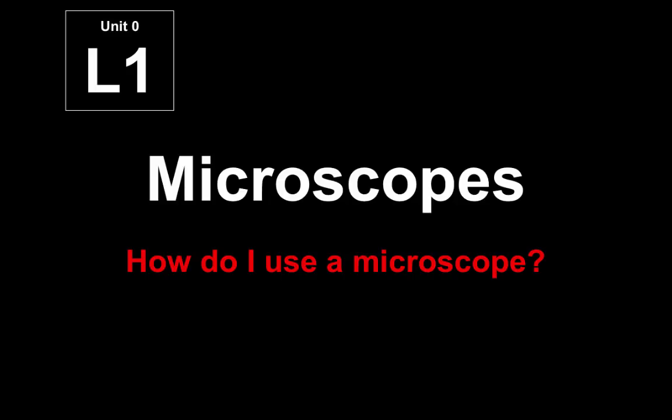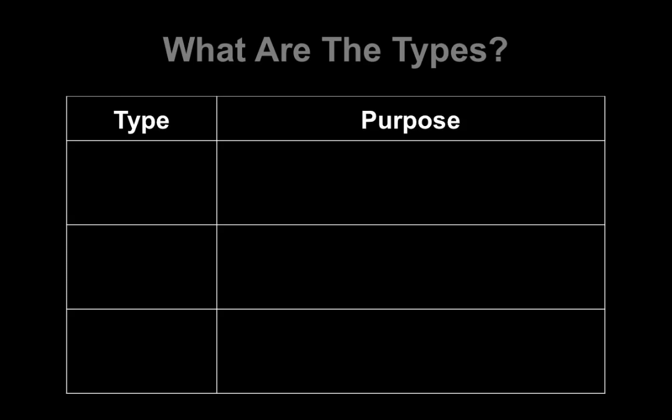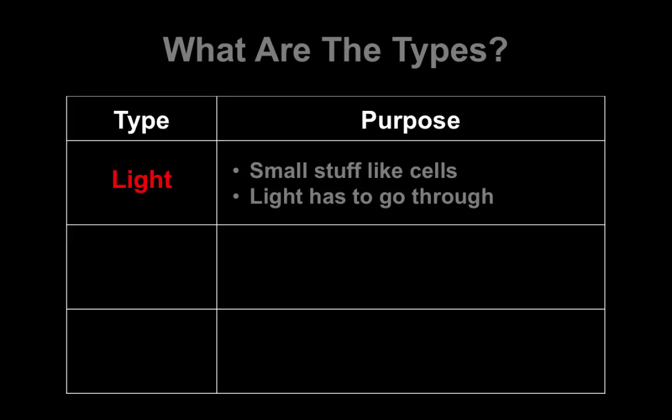In this lesson, we're going to look at how you use a microscope. So the first thing we've got to look at are the different types of microscopes, and we're going to look at three particular types. The first one is a light microscope, and the purpose of a light microscope is to look at small stuff like cells, but one of the drawbacks is light has to be able to go through it, so we can't use it for a lot of other things.